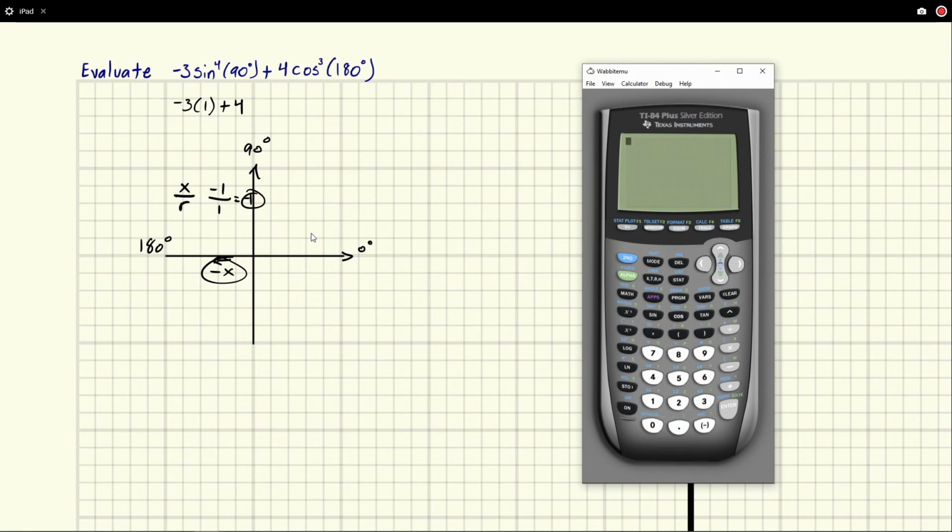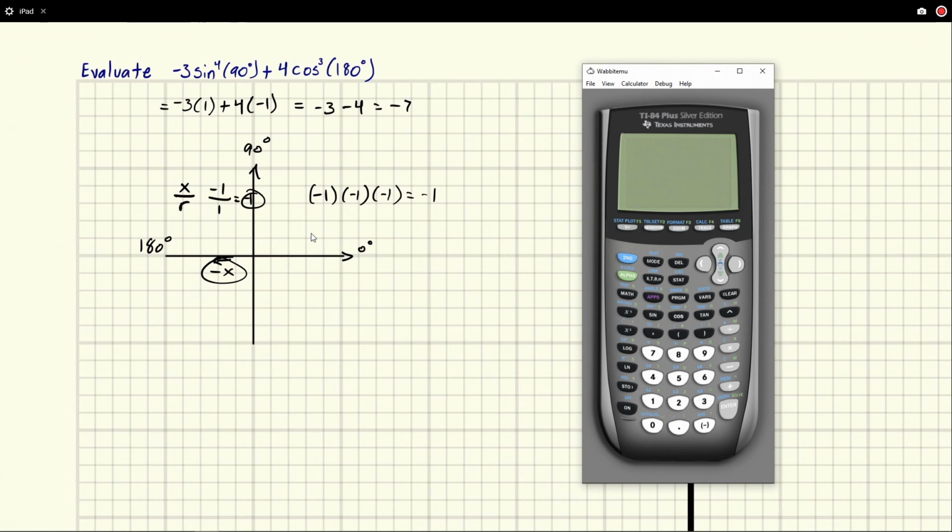And so -1, and now we've got it cubed. So that's going to be -1 times -1 times -1, which is equal to just -1. So it's going to be 4 times -1, and now we're saying these are equivalent. And now this is going to equal -3 minus 4, which is -7.